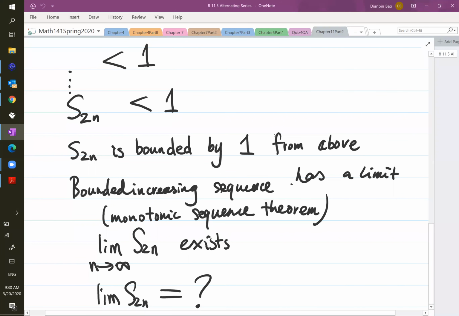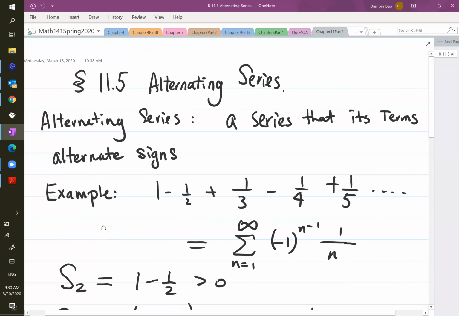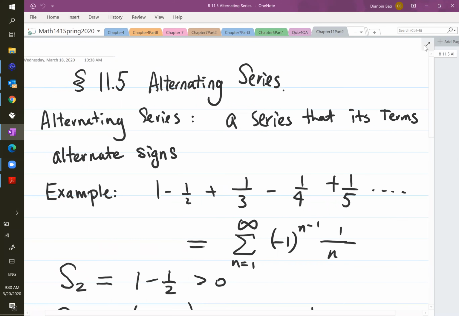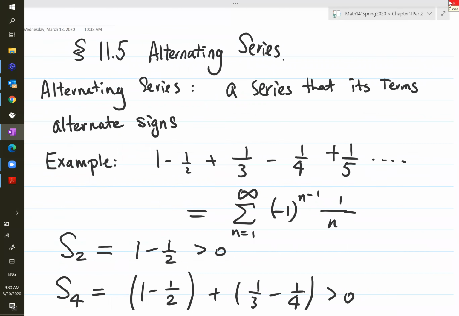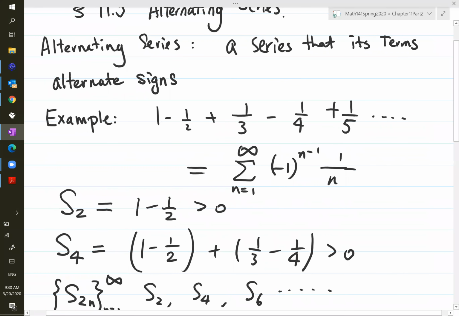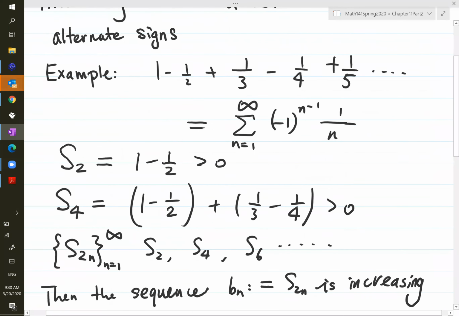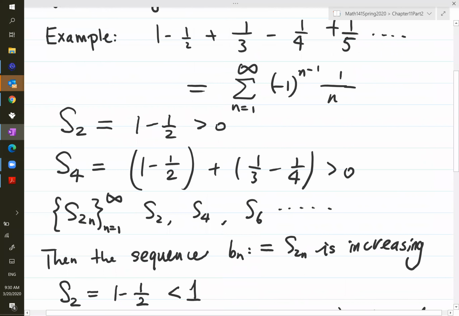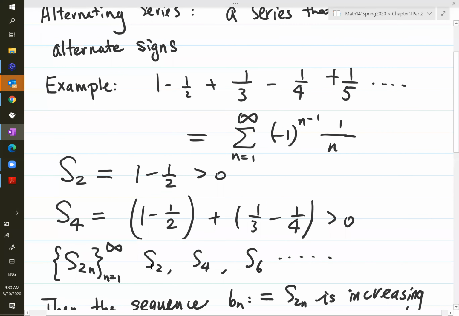Okay, let's recall what we did last time. Last time we talked about alternating series. An alternating series is a series that has a special symmetry, i.e., its terms alternate their signs. It's plus minus alternating. For this alternating series, we have some special property because they are special. Its convergence is easy to determine for alternating series.